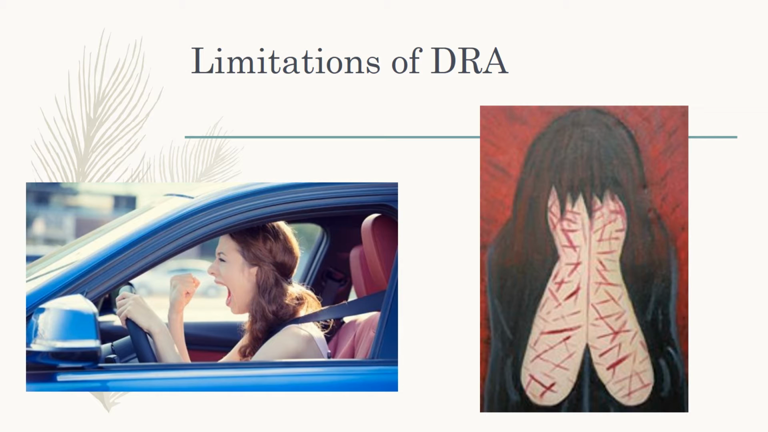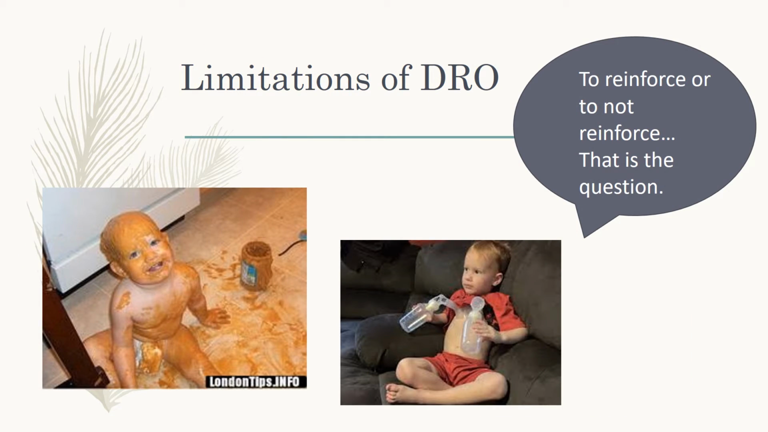For example, behaviors that can cause harm to the client and the people around them can pose an extra challenge because of the time required to teach and shape the alternative response. For DRO, a limitation is that there is no teaching of an alternative behavior. Therefore, an individual may engage in other behaviors to access the reinforcer.